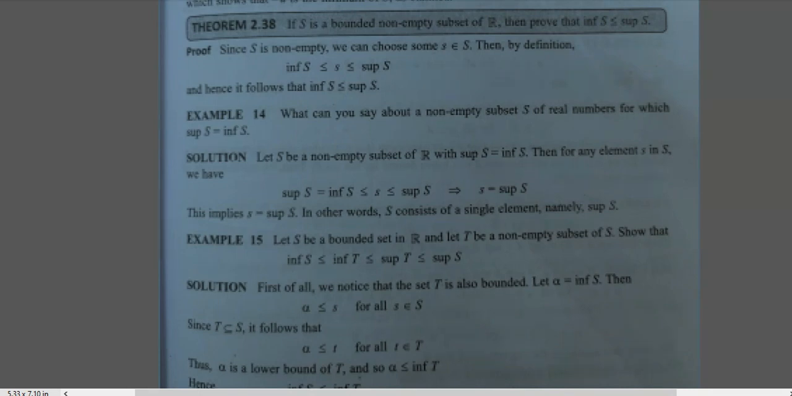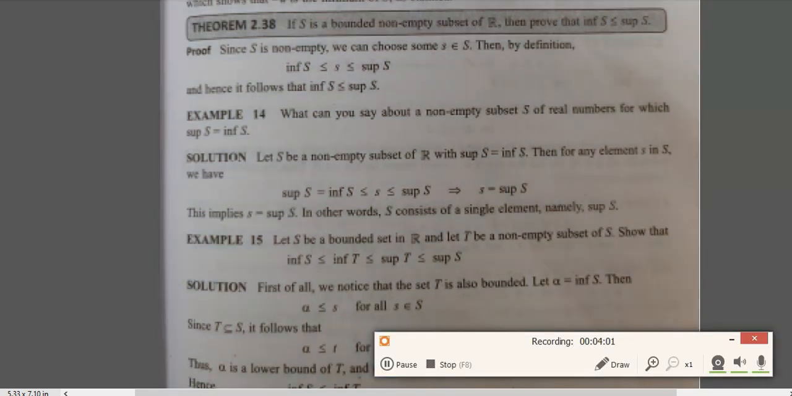Now we see this example 14. What can you say about a non-empty subset S of real numbers for which the supremum of S is equal to the infimum of S? So basically we are saying the supremum is equal to the infimum, so the greatest lower bound is equal to the least upper bound. Then for any element of S, say small s, we have supremum S is equal to infimum S is less than or equal to s is less than or equal to supremum S. So all these numbers are equal: s is equal to supremum S is equal to infimum S. This implies S consists of a single element, say small s, which is equal to supremum S or infimum S.